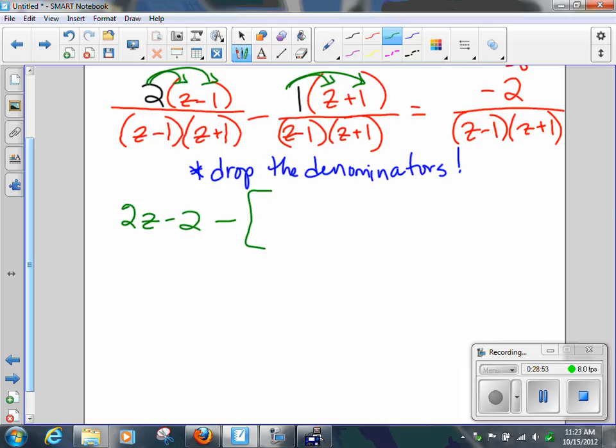1 times any quantity is that quantity. Do you guys agree? That could be parentheses. I don't know why I used square brackets. You with me so far? What do I have to do to that minus the quantity? I have to distribute negative 1. All it does is change these signs to their opposite, folks.